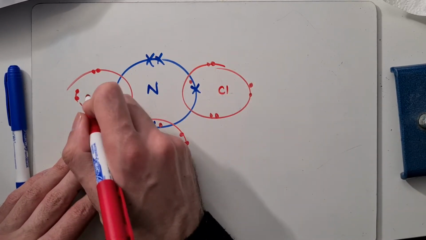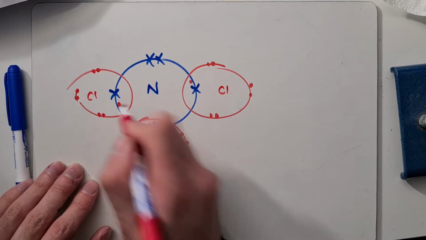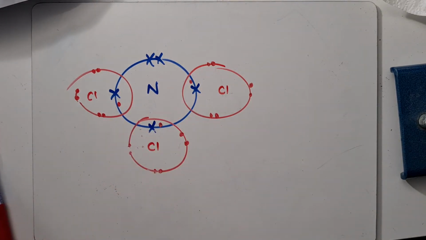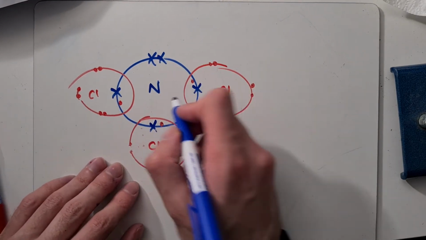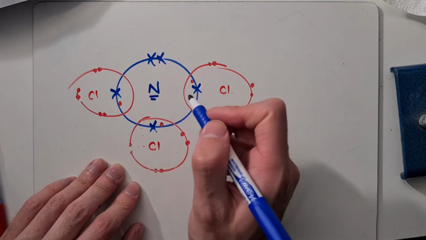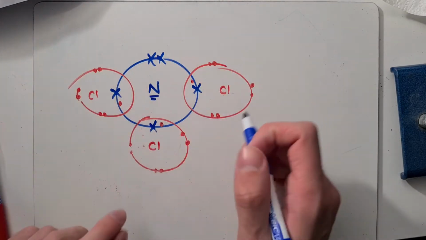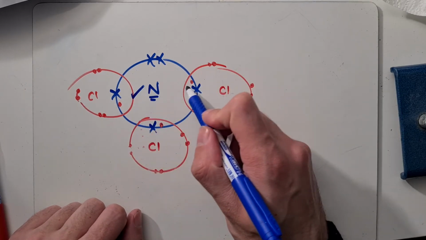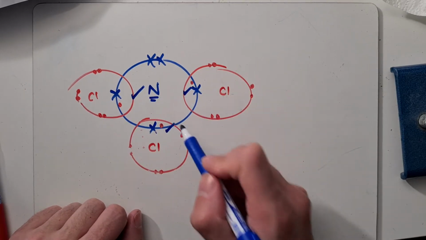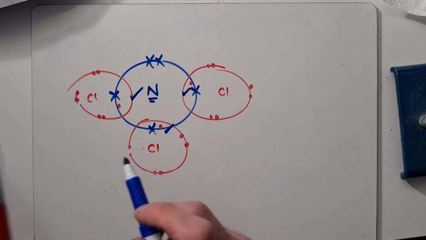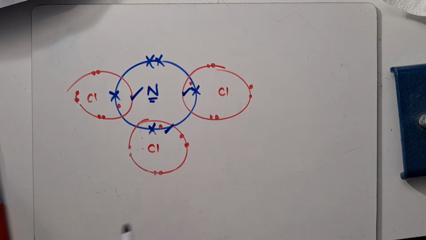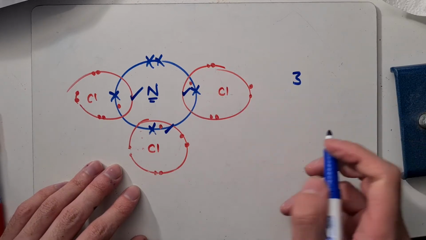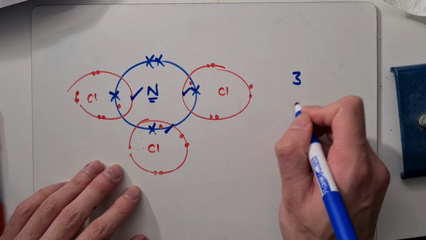So we go Cl, Cl, Cl. And we can look in here now. So what we're looking for is number of bonded pairs. Now the central atom is the nitrogen. That's the one that the other 3 are bonded to. So we've got 1 bonded pair, 2 bonded pair, 3 bonded pairs here. So 21A part 1, we'll have 3 bonded pairs and we'll have 1 lone pair.